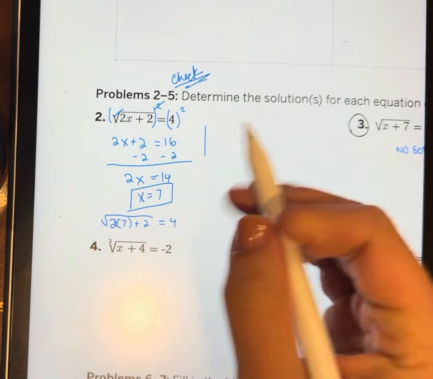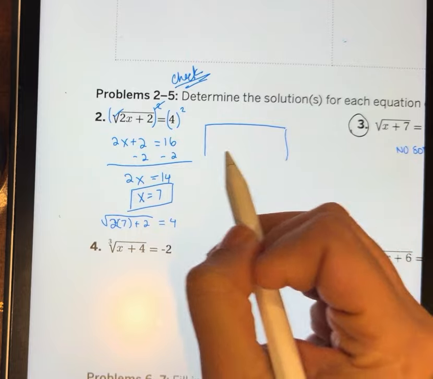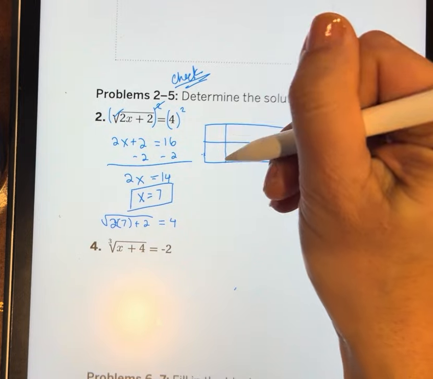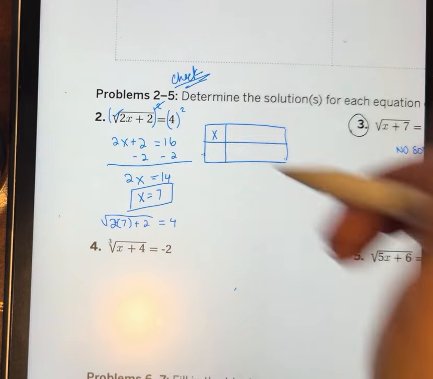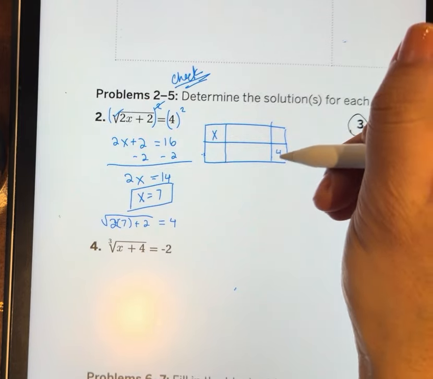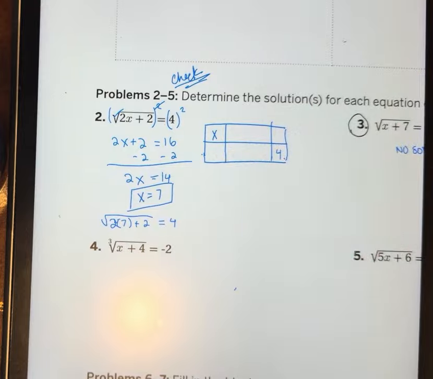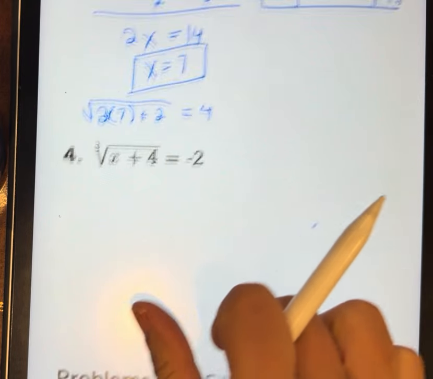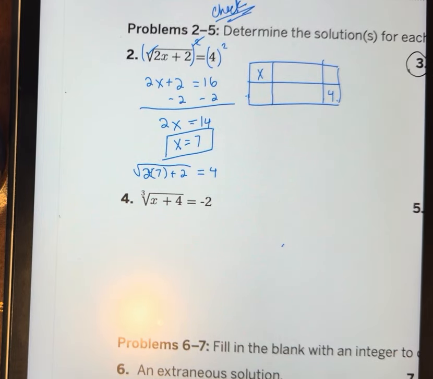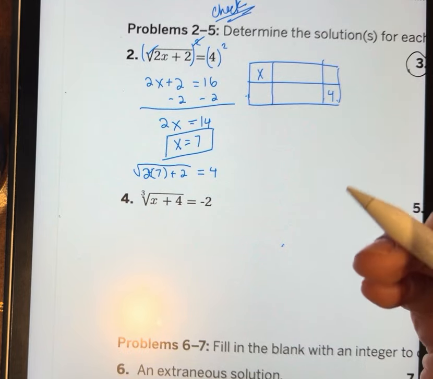I wanted you to know that you can also solve this one with the table. Okay, if you start with x and build the function out, and then when you're working it back, put 4 right here and work it back, all right? I'm not going to do this one with the table, but I will do the next one with the table, okay? This is a cubic function, so I do not need to check. I don't have to worry about extraneous solutions in this one.